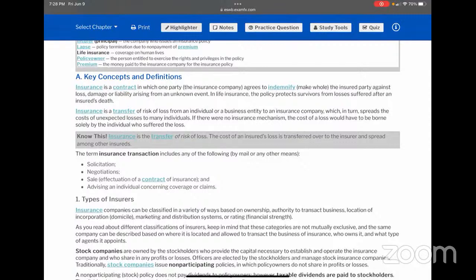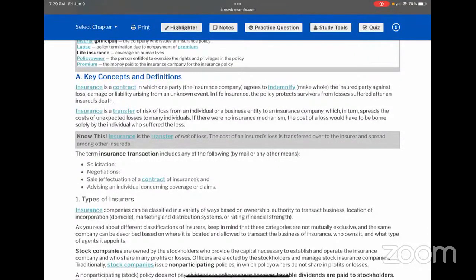Indemnify, which means make whole, the insured party against loss, damage, or liability arising from the unknown event. In life insurance, the policy protects survivors from losses suffered after an insured death. Insurance is a transfer of risk of loss from an individual or a business entity to an insurance company, which in turn spreads the cost of unexpected losses to many individuals.